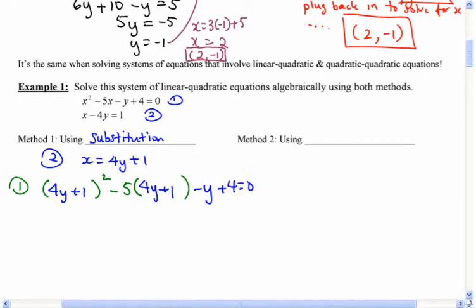Okay, now go ahead and solve this. So expanding this out, be careful. Don't forget it's (a plus b) all squared. You have a middle term. A lot of people forget that.